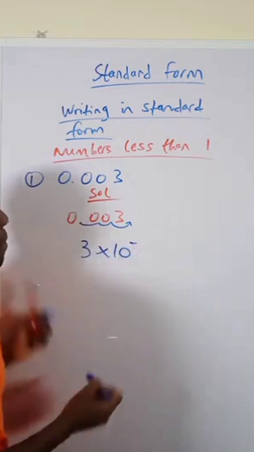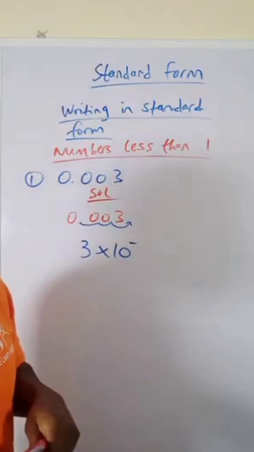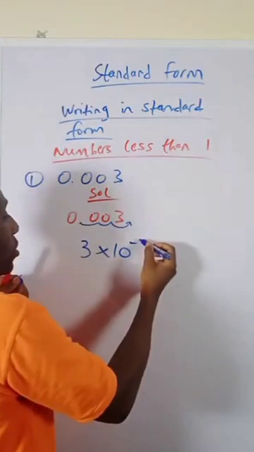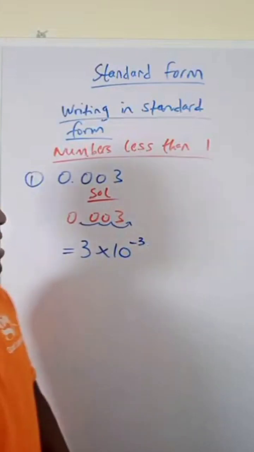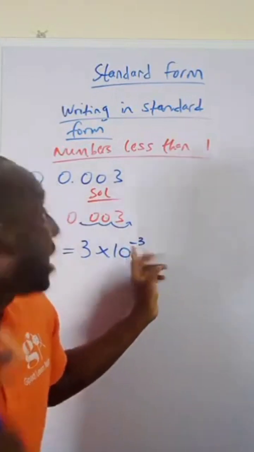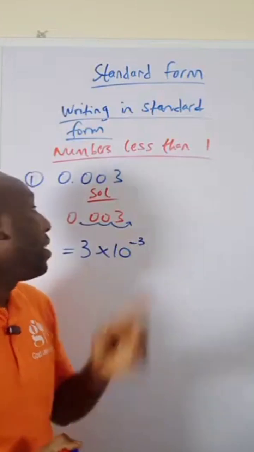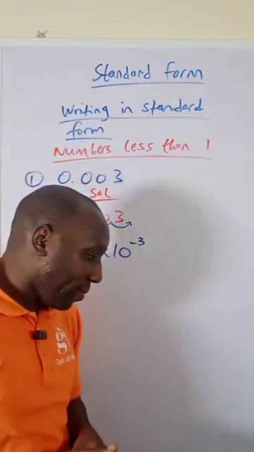Don't forget to put your minus because it is less than 1. How many movements did we have? From here, 1, 2, 3. So minus 3. What I've done is I have written it in standard form, but I ended up having a negative power. Why? It is less than 1, 0.003. So this is what you have, guys.